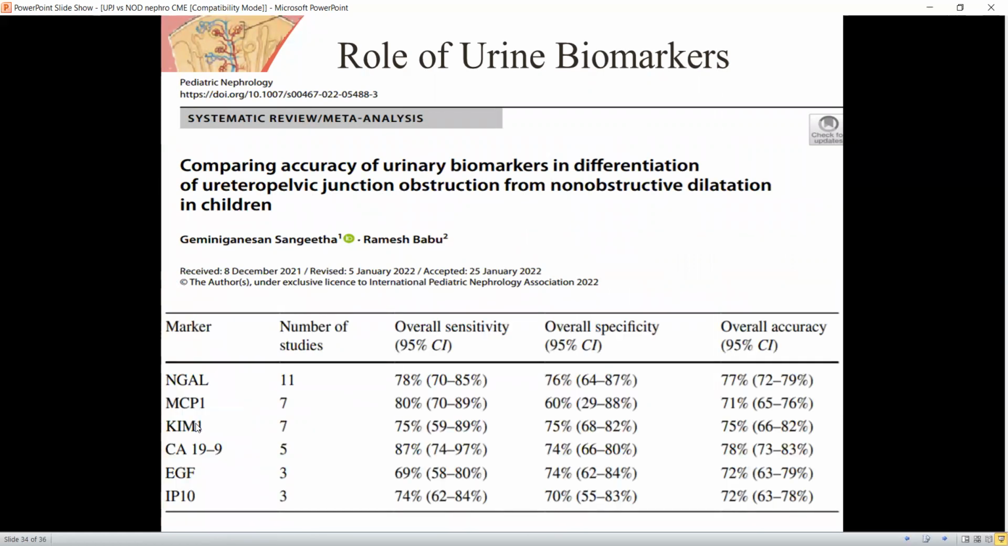We found that there are 6 biomarker candidates which are really useful, out of which neutrophil gelatinase-associated lipocalin is the top performer with an accuracy of 77%, followed by monocyte chemotactic protein and kidney injury molecule. Then we have CA19-9, EGF, and IP10. Among all the markers, CA19-9, KIM, and NGAL were some of the best. Maybe if we combine 3 biomarkers in a panel, we can say that they are indicative of someone who is going to deteriorate or is already deteriorating.